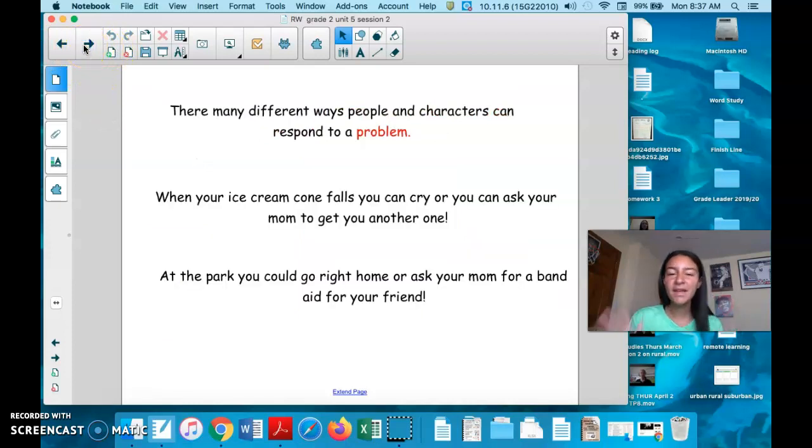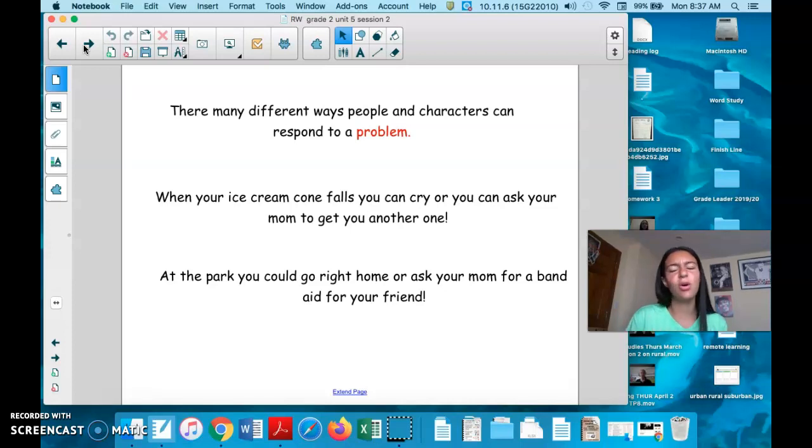There are many different ways people and characters respond to a problem. I know yesterday you talked about the star of the book. Today we're going to go further into learning about the star and seeing how they respond or react to a problem. Now I want to think about you.